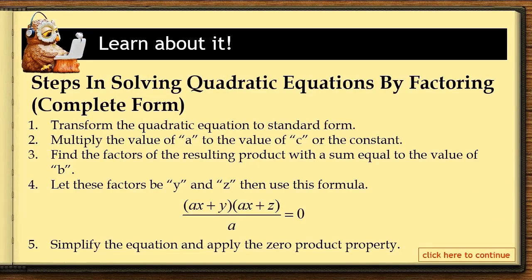These are the steps in solving quadratic equations by factoring for complete form. So first, we need to transform the quadratic equation to standard form. Then multiply the value of a to the value of c, or the constant. Then the third one is to find the factors of the resulting product with the sum equal to the value of b. Then by using this formula and simplifying the equation by using the zero product property, we will have the solution in every quadratic equation that is factorable.